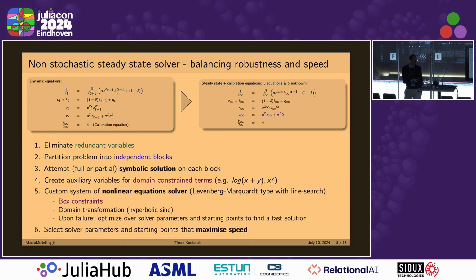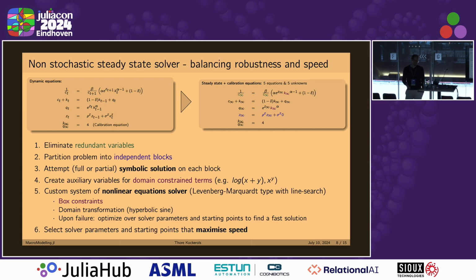And then essentially, if all of these steps don't work, I use brute force. I take simulated annealing over the parameter space of the solver and the starting points, and just let it go. That gives you a fairly high success rate in solving these models and saves you a lot of coding time.